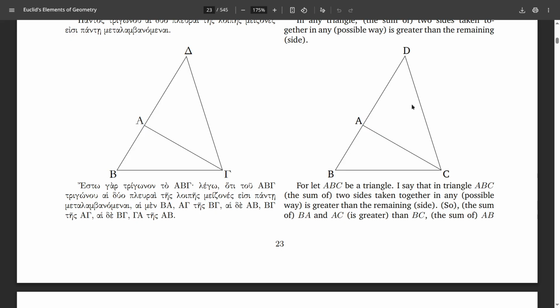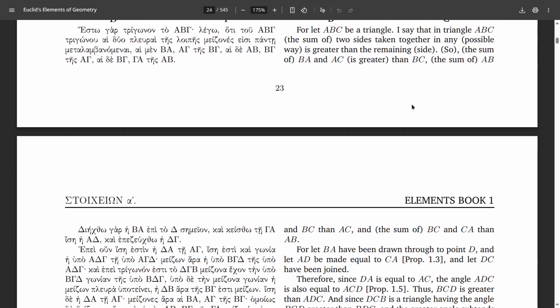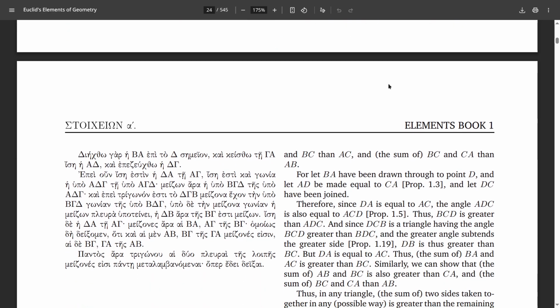Let's do this one. Let ABC be a triangle. I say that in triangle ABC, the sum of two sides taken together in any possible way is greater than the remaining side. So, we assume the sum of BA and AC is greater than BC, the sum of AB and BC is greater than AC, and the sum of BC and CA is greater than AB. For let BA have been drawn through the point D, and let AD.